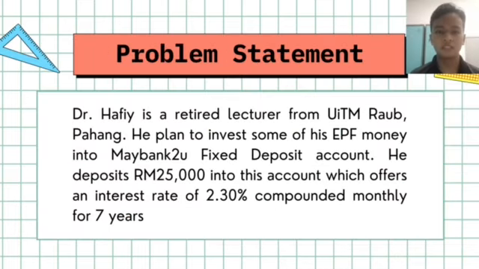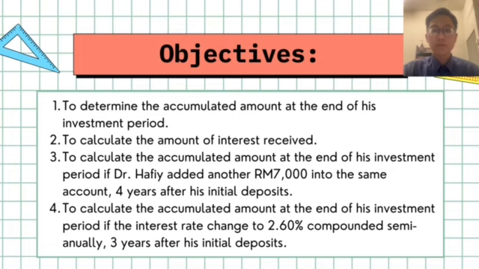Dr. Hafiz is a retired lecturer from UiTM Raub, Pahang. He planned to invest some of his CPF money into Maybank in a fixed deposit account. He deposits 25,000 ringgit into this account, which offers an interest rate of 2.3% compounded monthly for 7 years.